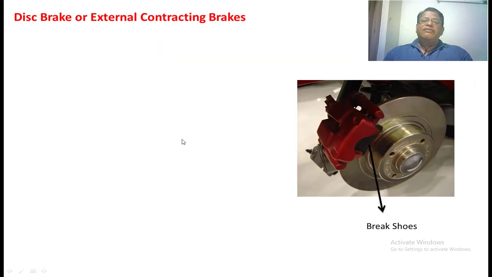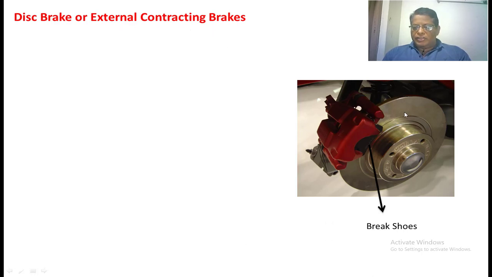The main disadvantage of the drum brake is that it is placed inside of the wheel. So when you apply the braking, a lot of heat is generated in a drum brake that will not be dissipated. But drum brakes are generally used for four-wheelers. Now, the disc brake. It is also known as an external contacting brake.